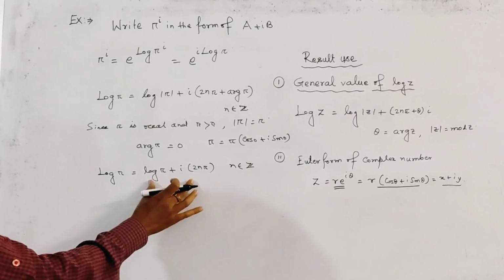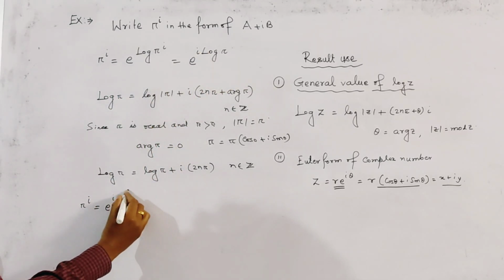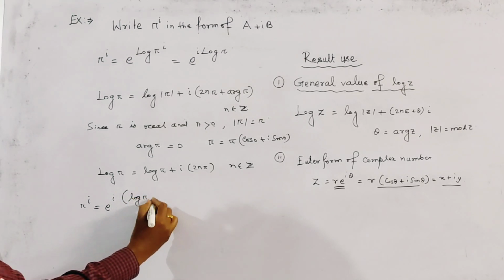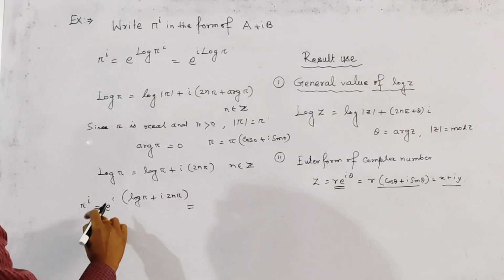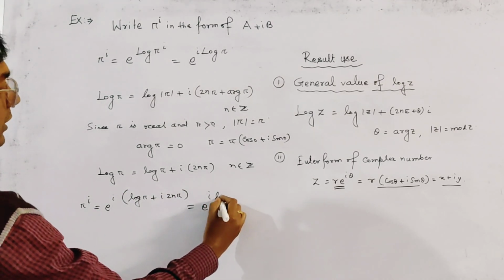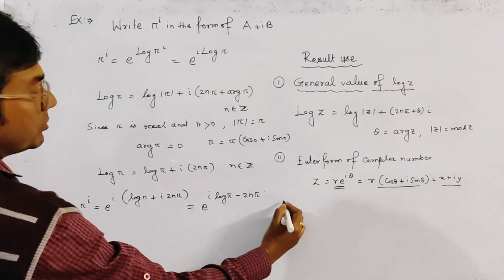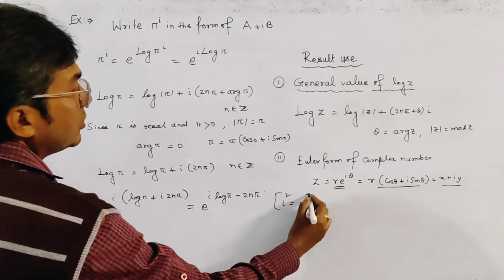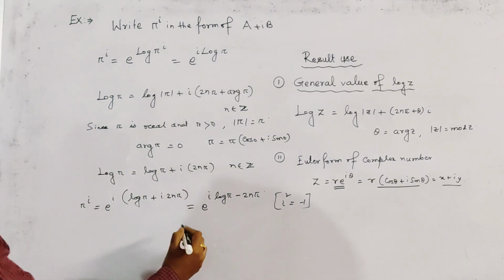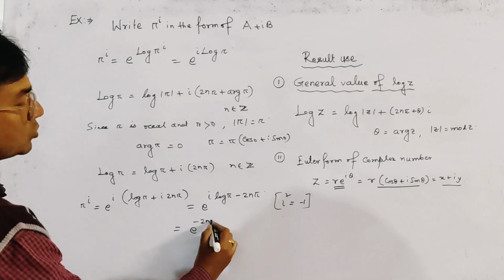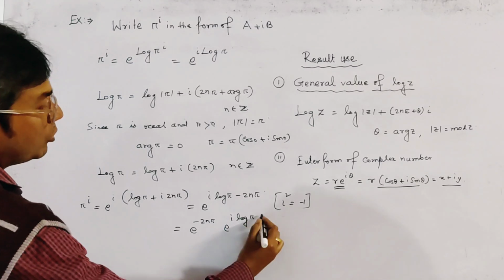Now we put this value here, we get pi to the power i equal to e to the power i times (log of pi plus 2n pi i). Multiplying by i we get e to the power (i log pi minus 2n pi), because i square is equal to minus 1. We use here that i into i is i square. So we get e to the power minus 2n pi into e to the power i log pi.